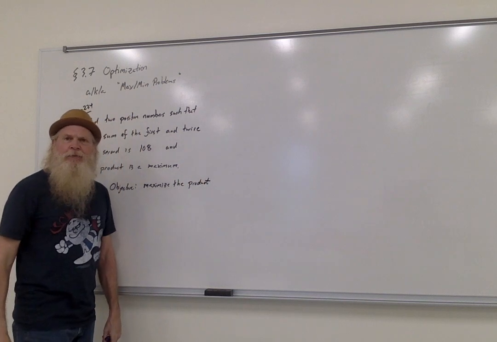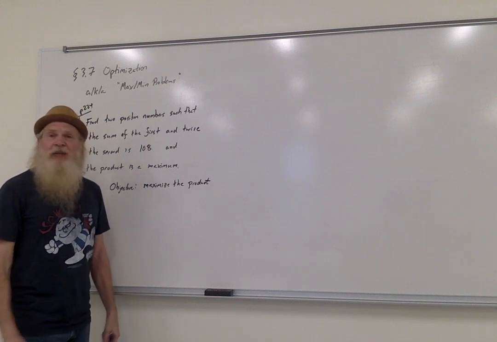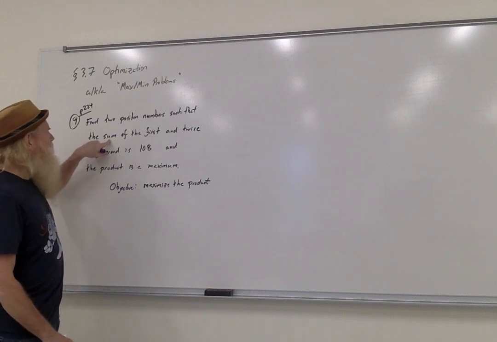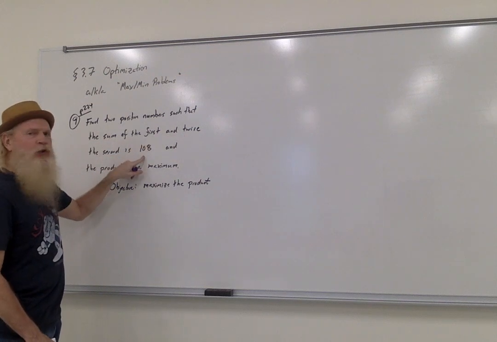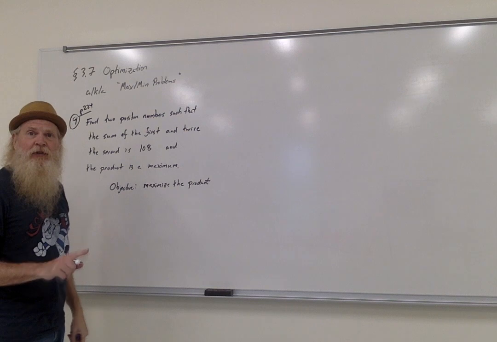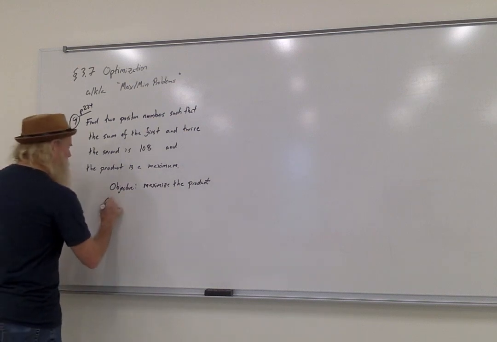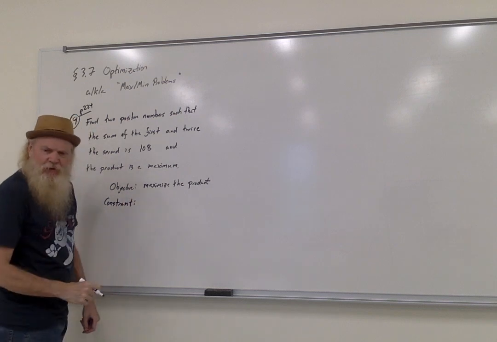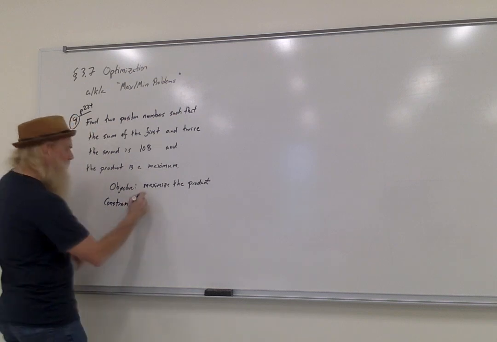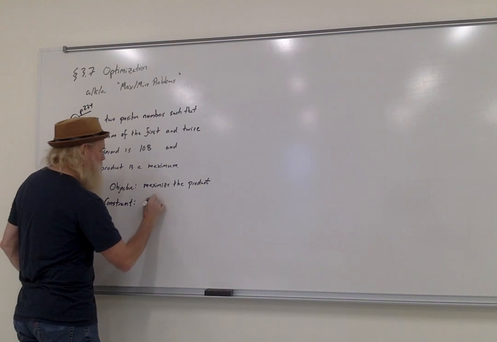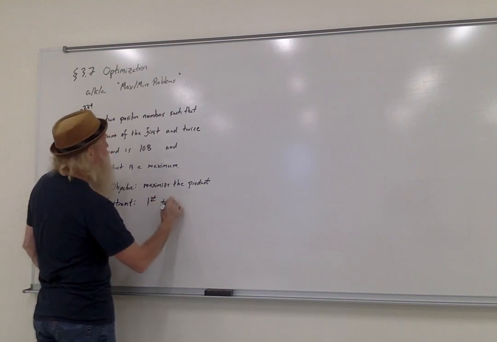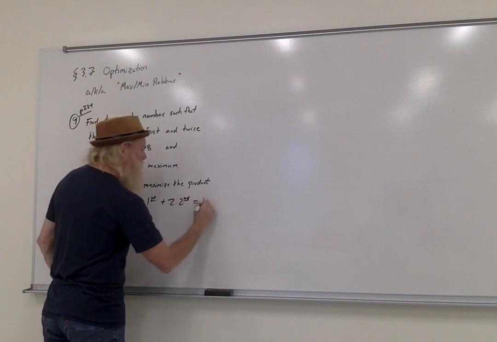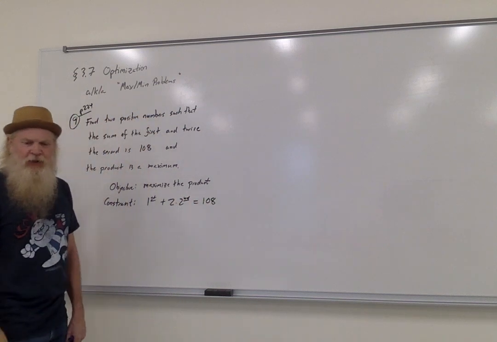of the two numbers. Well, they can't just be any two numbers. I can't take a million times a billion. It has to be two numbers such that the sum of the first and twice the second is 108. So there's a constraint on what the two numbers can be. So I can just write it in words. The first one plus 2 times the second equals 108.